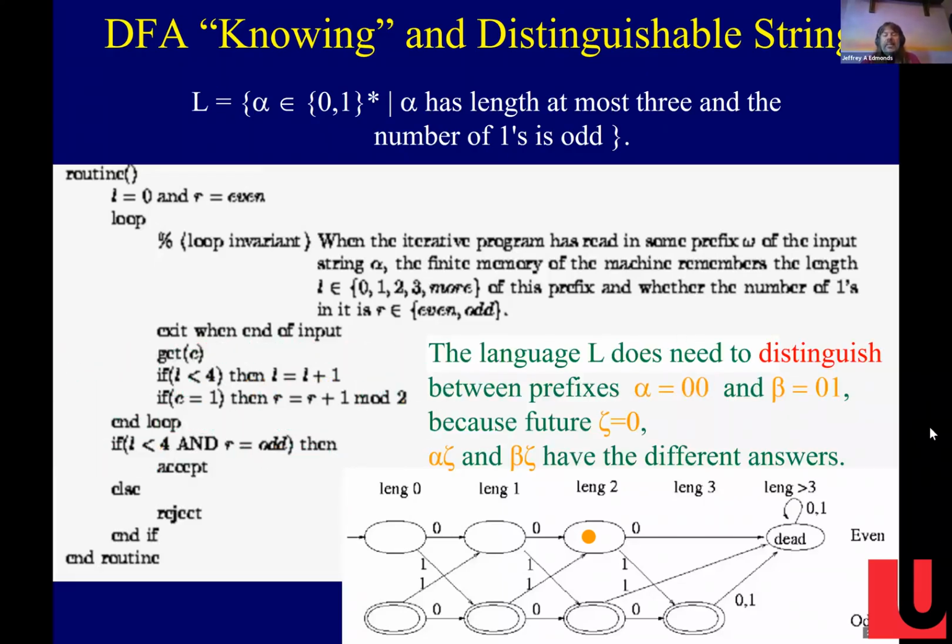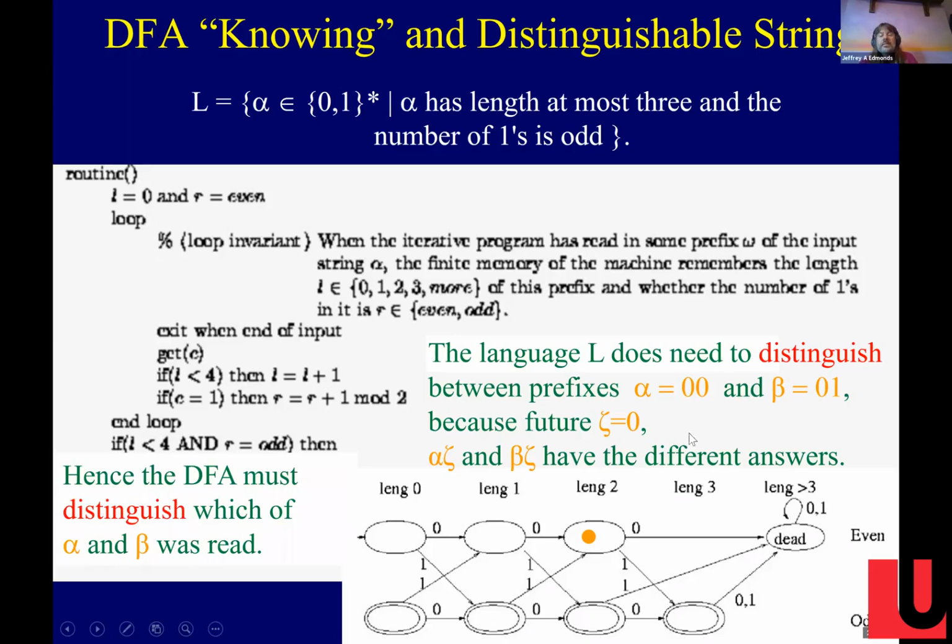On the other hand, 0, 0 and 0, 1 are distinguished, because there's a future which cares about the difference between them.